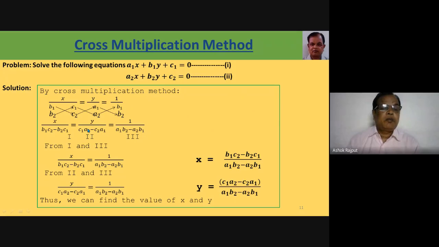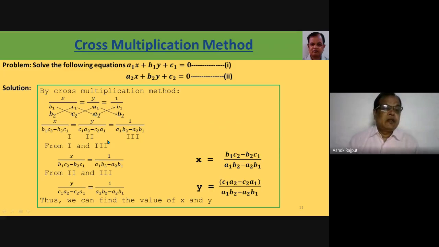After that we will simplify it. For x, first we multiply top to bottom, b1 c2 as we have multiplied. Then bottom to top, and put the minus sign: first we put the sign, then we multiply b2 c1. Equal to y upon c1 a2 minus c2 a1, and 1 upon a1 b2 minus a2 b1 as we have written here. It is a very simple method as you are seeing.